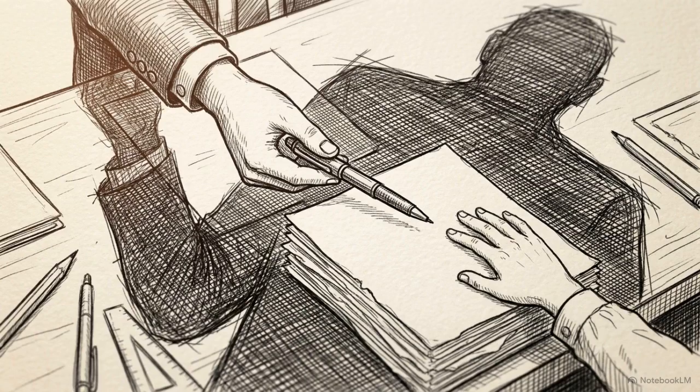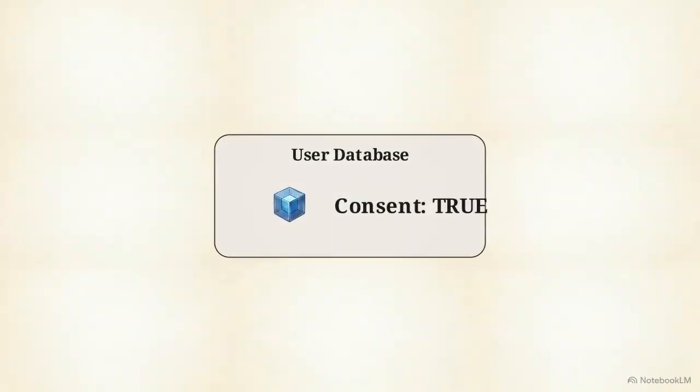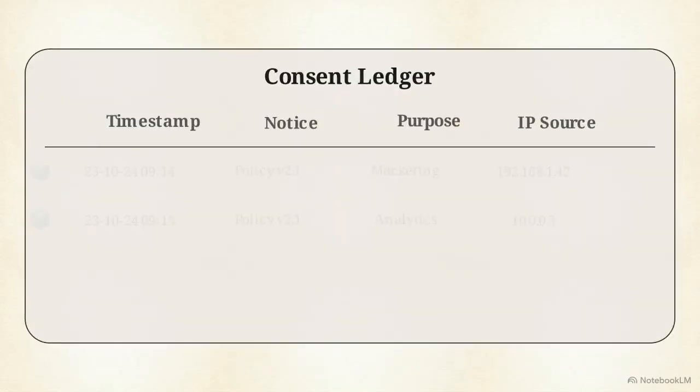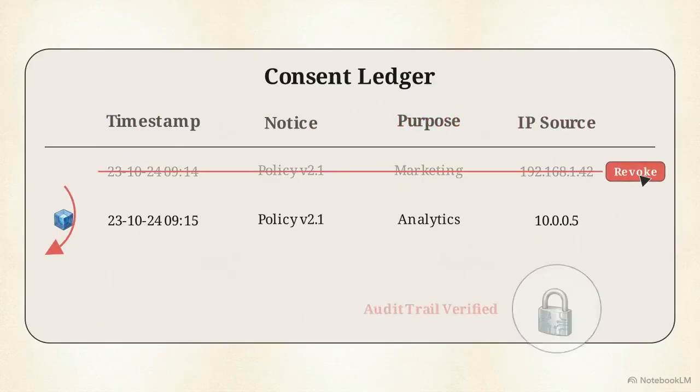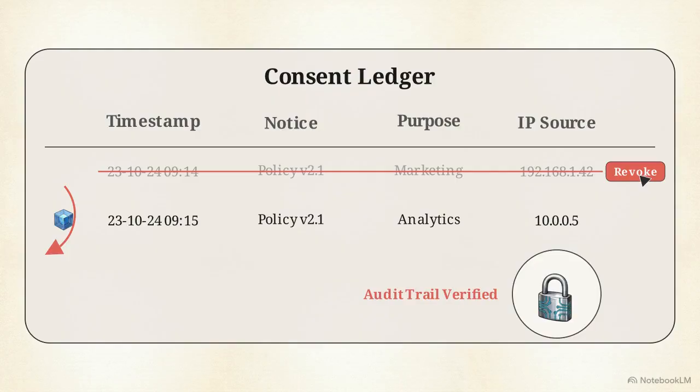In situations of inherent power imbalance, such as the employer-employee relationship, an individual cannot freely refuse, rendering any collected consent legally invalid. Even when appropriate, consent evidence must be robust. A database cell showing true is useless. Strong evidence requires a structured log, timestamp, notice version, specific purpose, and IP source. Auditors must also verify a functional withdrawal route for that exact record.